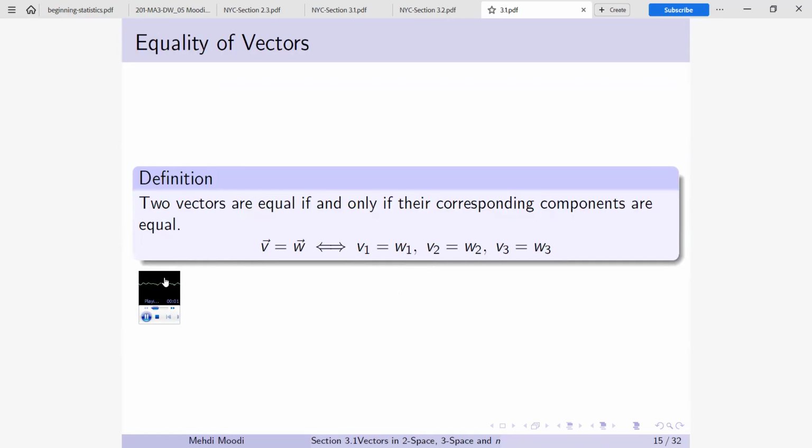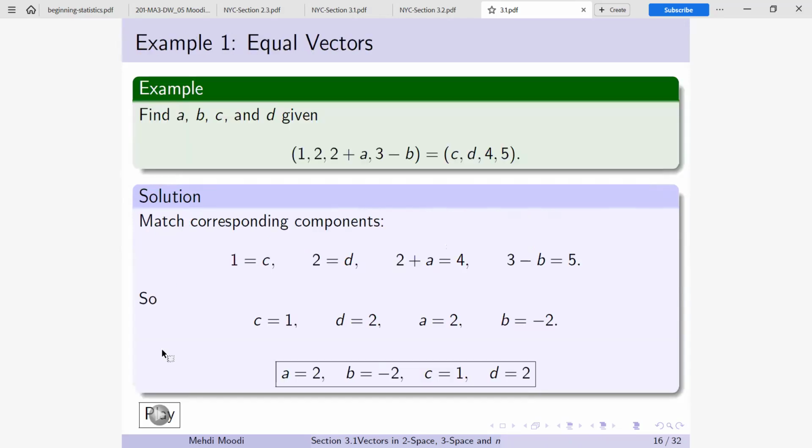To check if vectors are equal, compare component by component. This is like checking a password. Every character must match, not just the vibe. Equal vectors mean equal components. So we just compare slot by slot. This is one of the rare moments in math where being picky is actually the whole method.